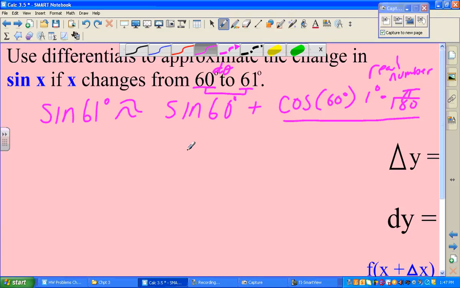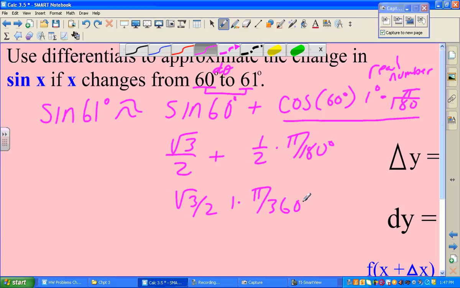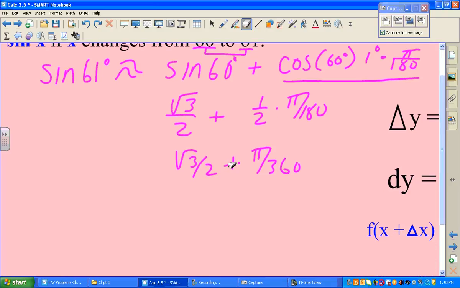So what's the sine of 60, Kylie? Very good. Square root of 3 over 2 plus cosine of 60, 1/2 times pi over 180. And that gives me square root of 3 over 2 plus pi over 360. And that is your final answer. No degree symbol right there or there.